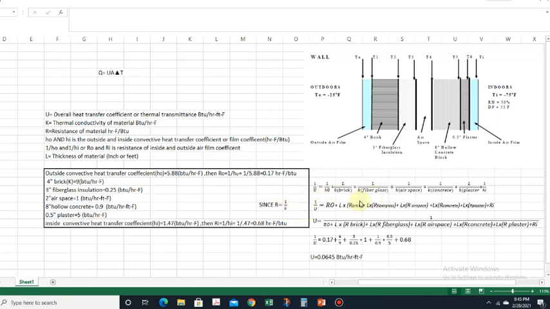Like this, L by K is the resistance of the fiberglass. Like this, we can write the equation, then we can simplify it. Now we will take the first equation, as we have the conductivity of the material. We can find the resistance with the help of this, but we will directly substitute. So let's see, 1 by U, and the outside film coefficient, this value we can find from ASHRAE, that will be 0.17.